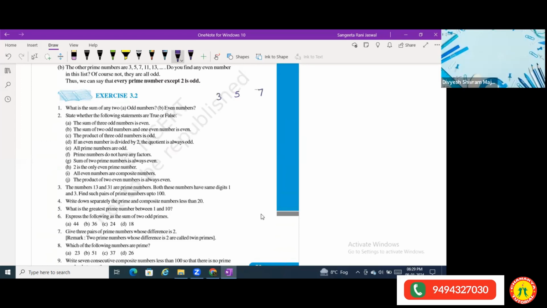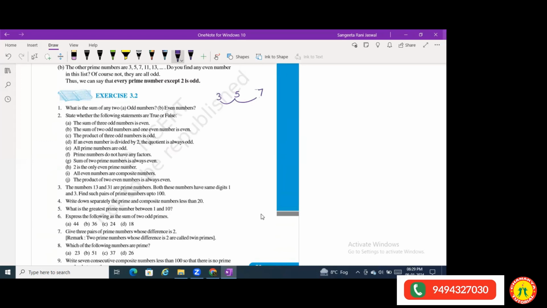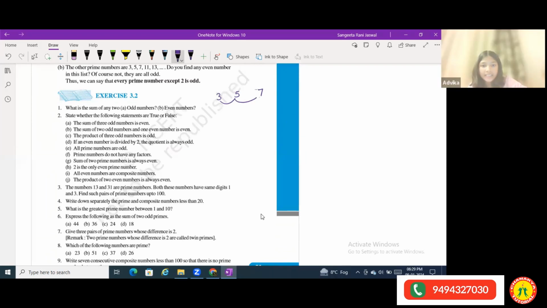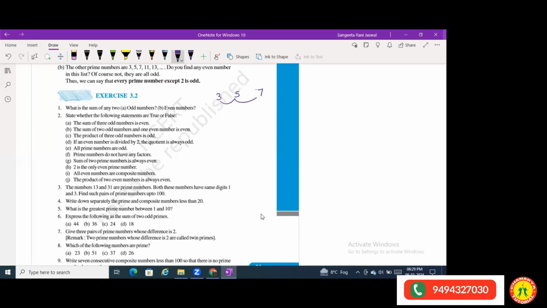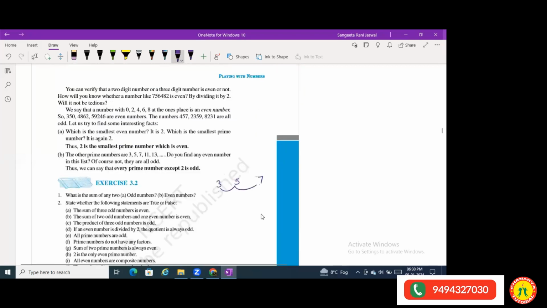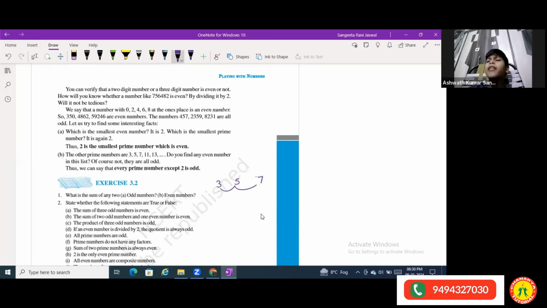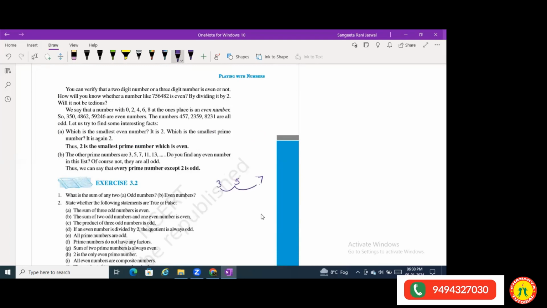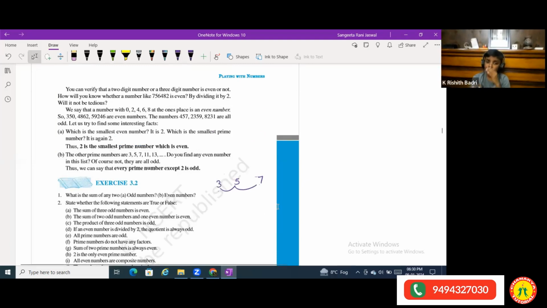Or we can also say the numbers between them are 2. The numbers which are in pairs have a difference of 2. Okay, the numbers which have a difference of 2 are called twin prime numbers. And you also have triplet primes, like 3, 5, and 7. These are 3 prime numbers in series.